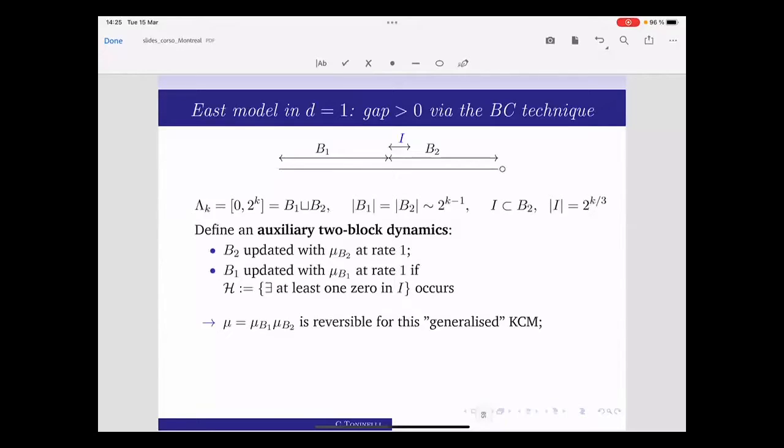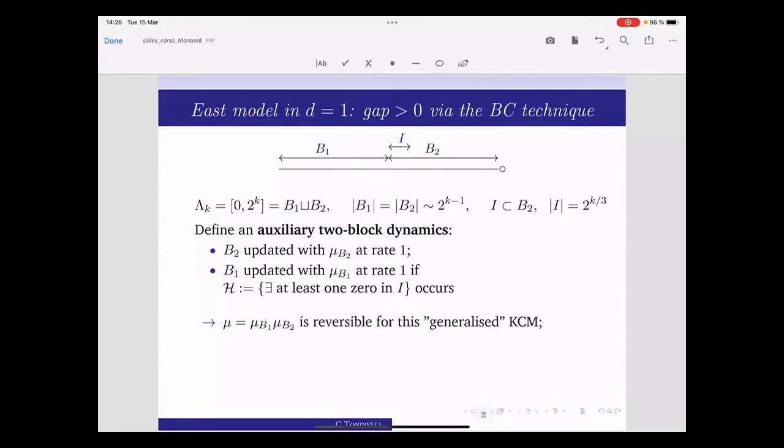It's essential. We will see in a second why it's essential. This is, for the moment, just an auxiliary dynamics. So I'm defining another model. And as we will see, it's essential that I is not contained in B1, and it's contained in B2 just on the right of B1.